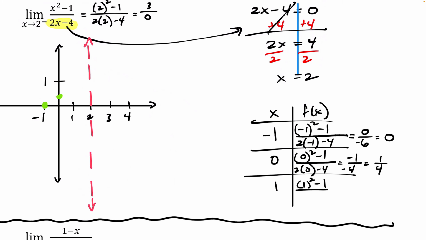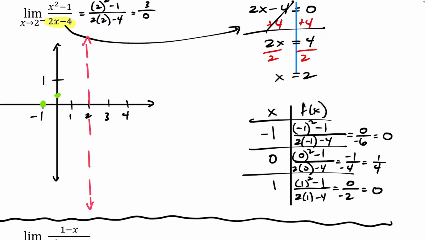One squared minus 1 over, is it 1 squared minus 1 over 2 times 1 minus 4? So we get 0 over -2. That's 0. So I know it went up, but now it went down. Personally, I don't trust it anymore. I thought it was going up, but now it looks like it's going down.